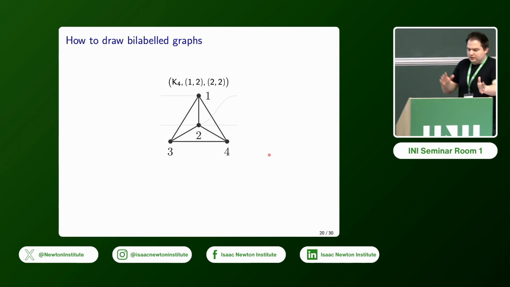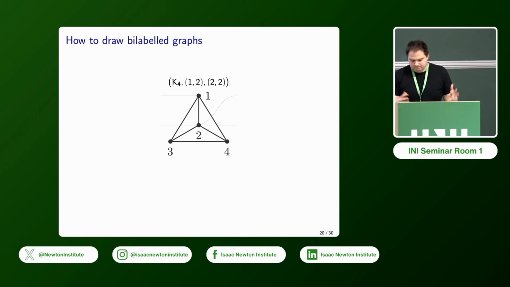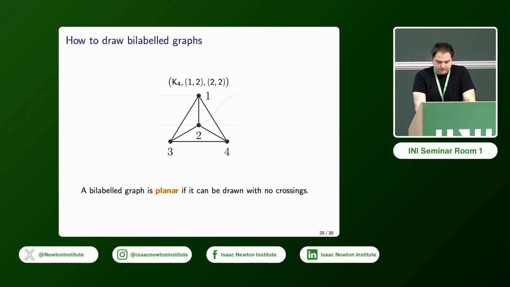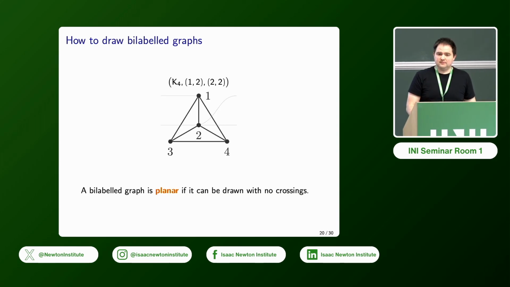This is not so important, but it is just to make the operations pictorially more understandable. We say that this kind of bilabeled graph, a graph with these wires, is planar if it can be drawn with no crossings. That's quite natural. Sorry, are crossings allowed in the wires, or?